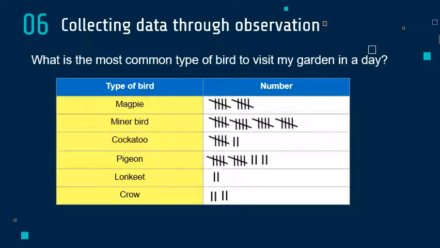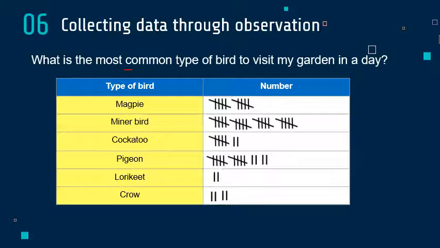Lastly, I did mention another way of collecting data is through observation, which is probably a lot simpler than doing a survey. Although with a survey, you can find out people's preferences and opinions about things better. So here, you wouldn't collect this data: what is the most common type of bird to visit my garden in a day? You wouldn't use a survey to collect that because birds can't answer surveys. But you probably have to sit out there either with a camera or whatever and record the number of birds.